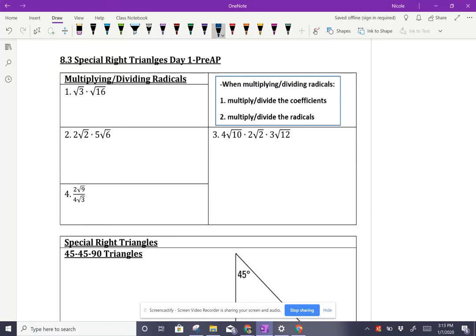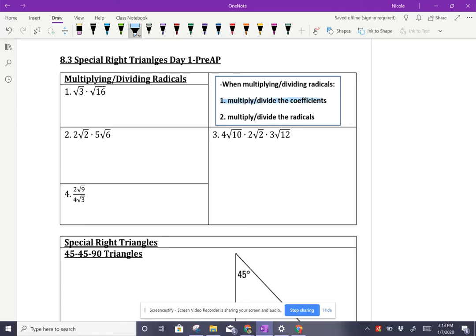All right, so the first thing we're going to do is start off with multiplying and dividing radicals. This is going to help us as we move through the rest of this unit, and actually this whole semester, we're going to be having some instances where we're multiplying and dividing with radicals. So some hints or tips when multiplying and dividing with radicals.